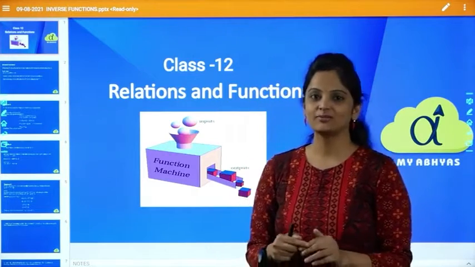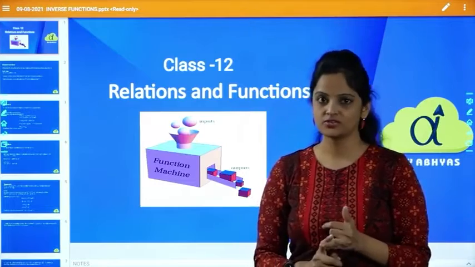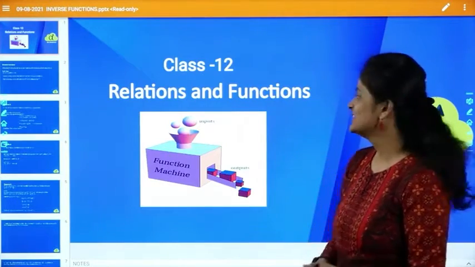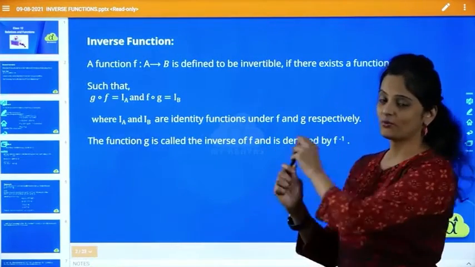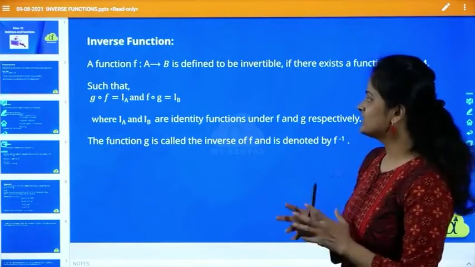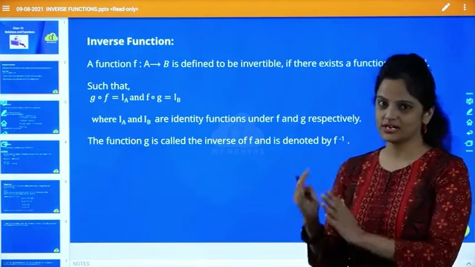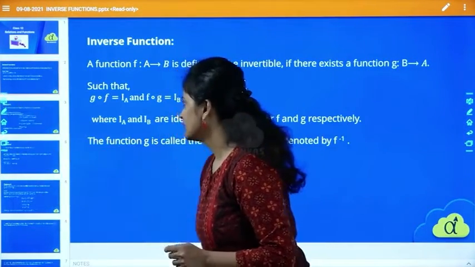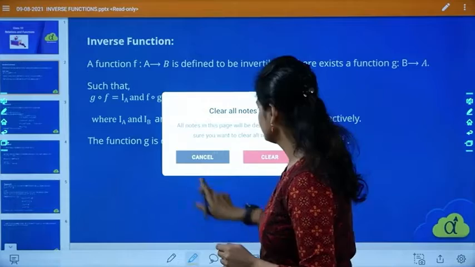In today's session, I'll be doing inverse functions, problems related to that, and binary operation. Let's start this session. Relations and functions. In today's session, we are starting with the topic inverse function. Inverse function means, as I told, the function will be from set A to set B. A normal function, if I take, it will be from set A to set B.